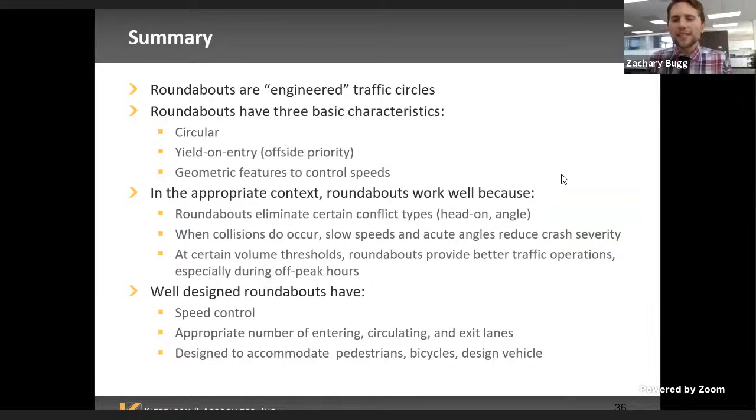And then in the appropriate context, they're great. They can be a great solution to safety issues, crash severity, and crash frequency at intersections. They can provide much better delay results and operations than some comparable forms like stop signs and even signals, depending on the volume. And the well-designed roundabouts out there have good path alignment, accommodate the correct design vehicles, have the appropriate treatments for non-motorized users, and have that speed control.